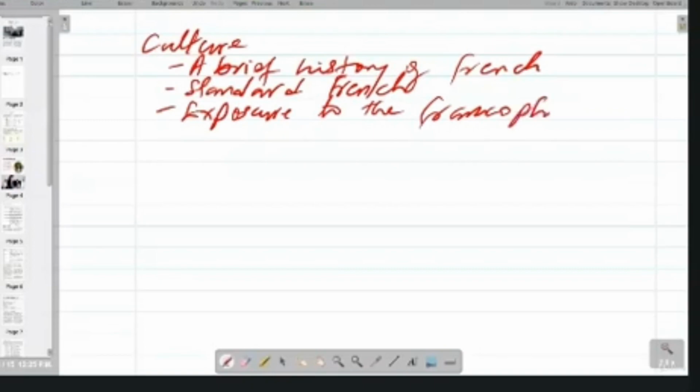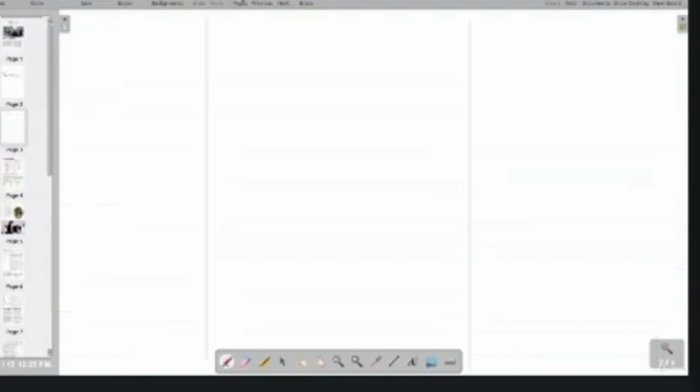You should have some level of exposure to the Francophone world by knowing the countries that speak French. So these are the key learning objectives from culture perspective for Unit 1. Now let me add another page here.